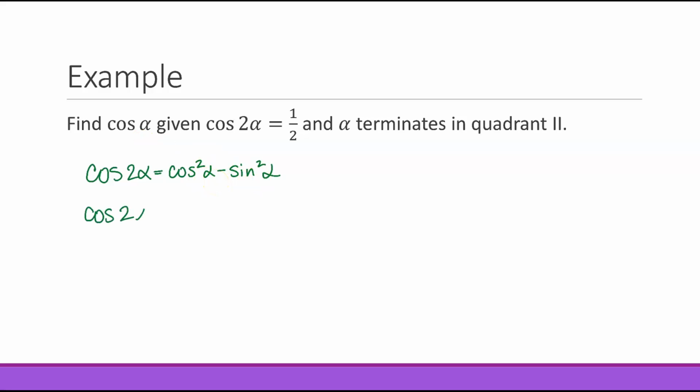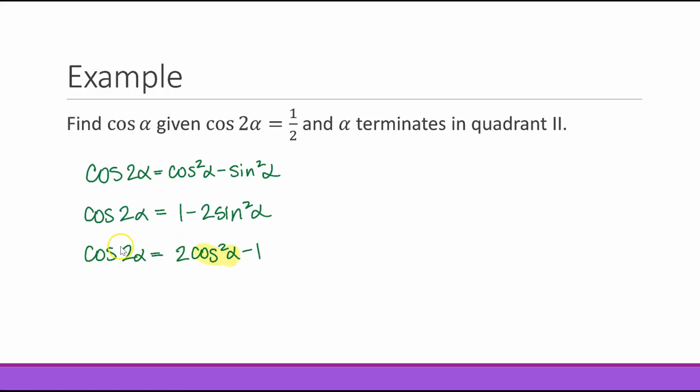And I know cosine 2 alpha is equal to 1 minus 2 sine squared alpha. Again, I don't have sine involved. I'm not being asked for sine alpha. Otherwise, this would be a good one to use. So I'm not going to use that one. I'm going to use cosine 2 alpha is equal to 2 cosine squared alpha minus 1. I'm going to use this version because I want to find cosine alpha.